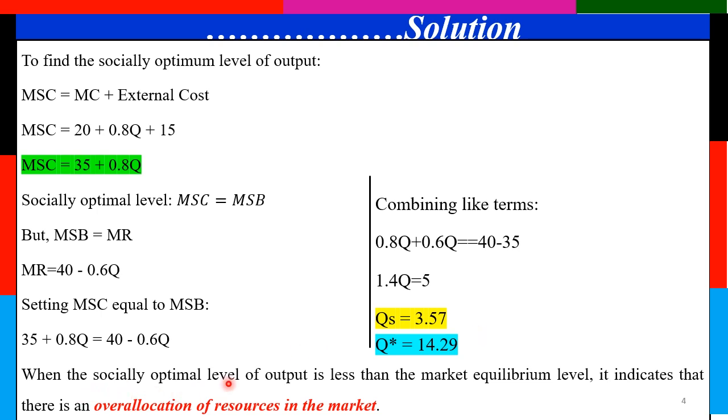When socially optimal level of output is less than the market equilibrium level, it indicates that there is over-allocation of the resource in the market. Resources are over-allocated, therefore it causes what? Market failure.